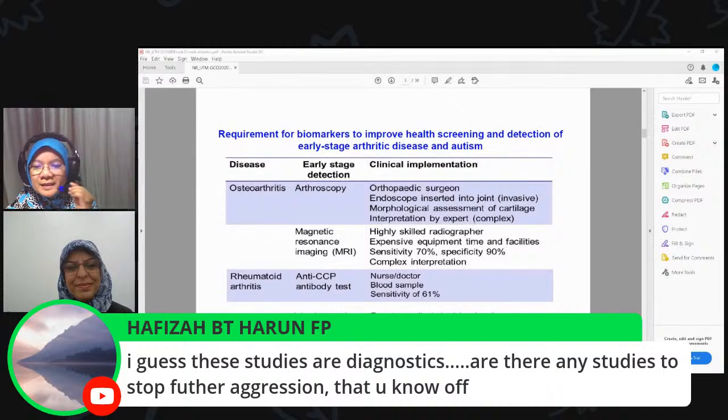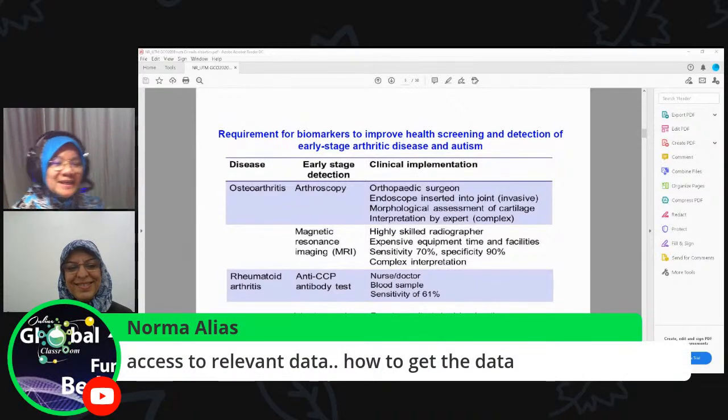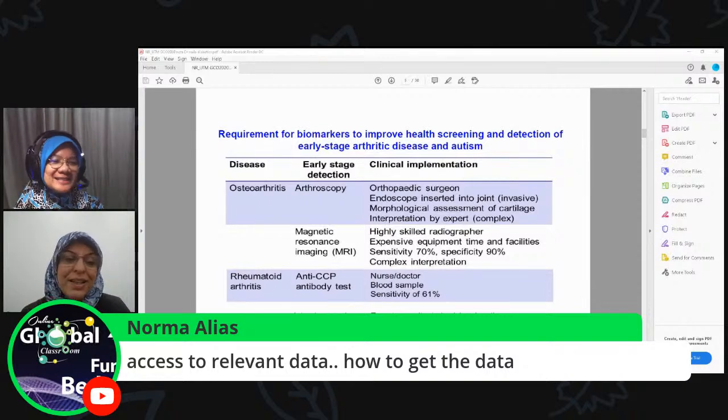All right. Okay. This is now coming from my question. Now you have so many data. I'm really impressed. You can access the relevant data. Let's share with me how easiest to get data, especially to diagnose.